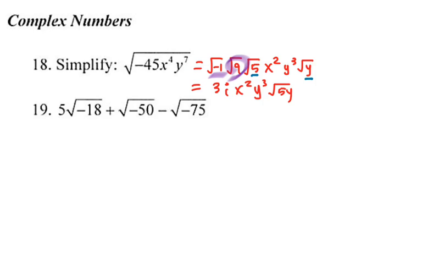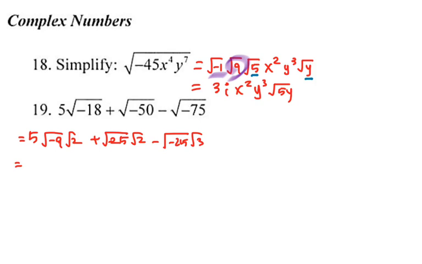How about number 19? So once again, in order for you to add or subtract, you need to simplify first. So let us try to simplify each one of them. So 5, okay. Square root of negative 18 can be written as just square root of 9 and then square root of 2. Second one, square root of negative 25 and then square root of 2. How about the last one?